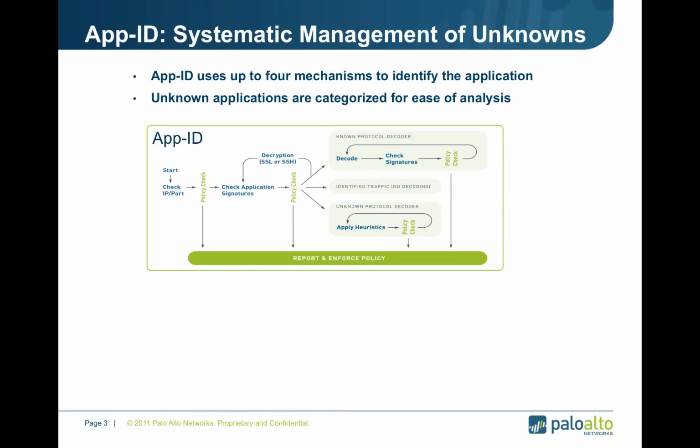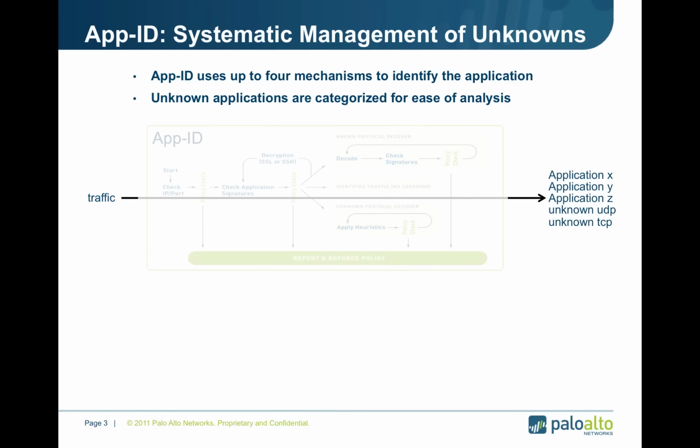AppID will use up to 4 mechanisms to first determine what the application is. Anything that is unknown is categorized as either unknown TCP or unknown UDP. So as traffic flows through the AppID detection mechanisms, you'll see that the traffic is identified as either application X, Y, or Z. Unknown UDP and unknown TCP are categorized as such.